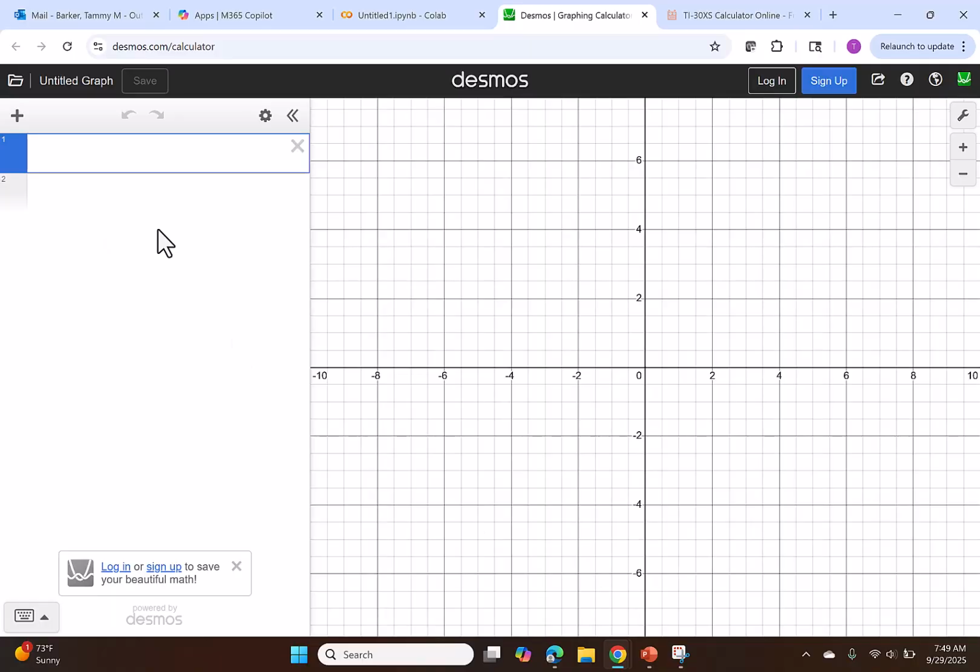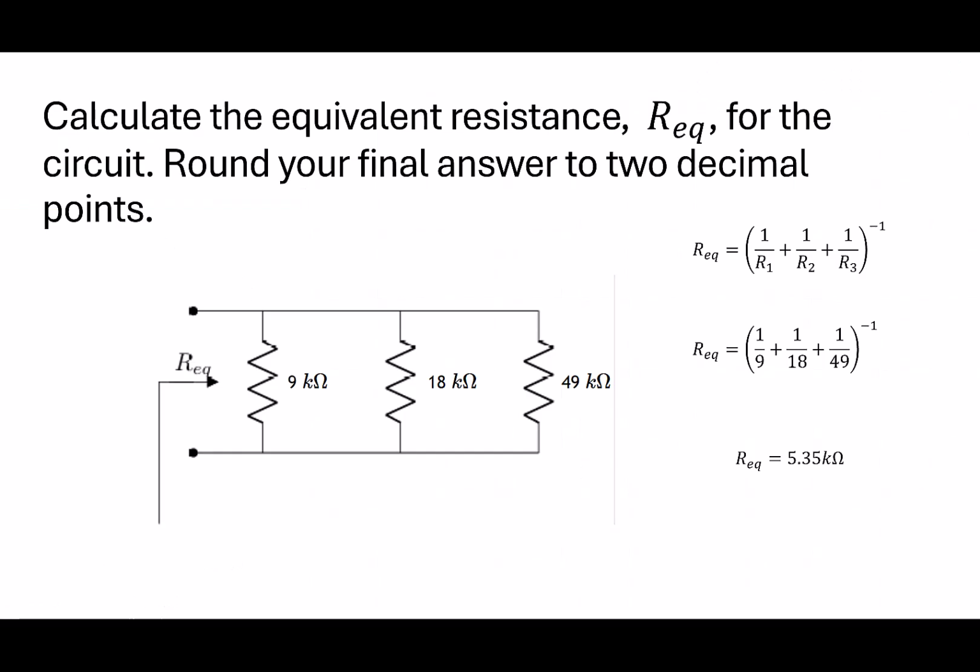We could do the same thing in a graphing calculator. Again, I'm going to hit a parenthesis, 1 divided by 9, plus 1 divided by 18, plus 1 divided by 49. Close the parenthesis, negative 1 exponent. There's our 5.35 again. Our final solution says the equivalent resistance is 5.35. Remember to put your units as kiloohms that we got from the original problem.